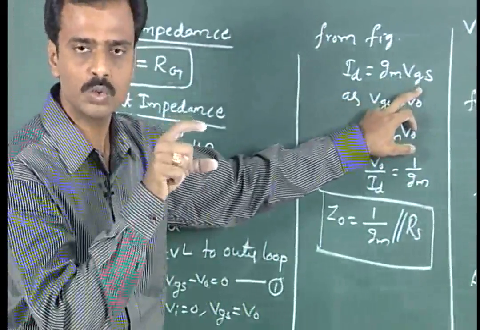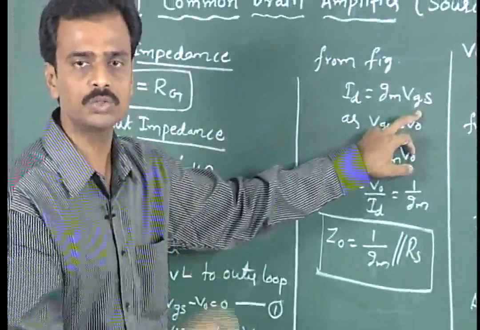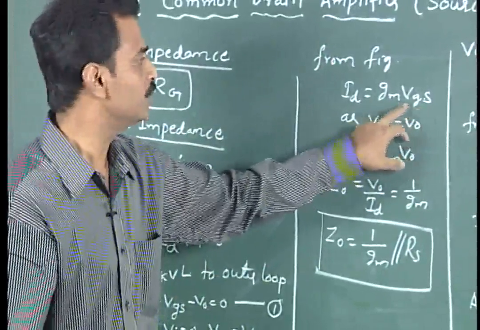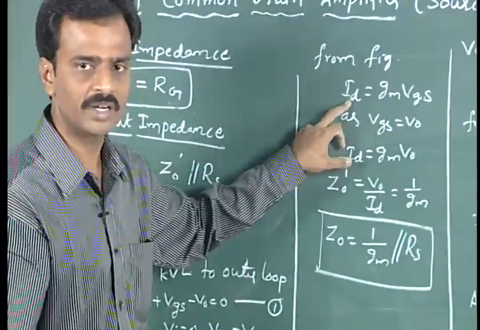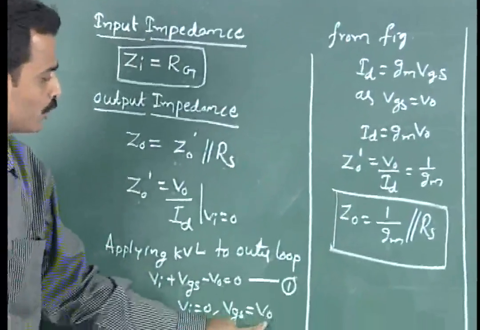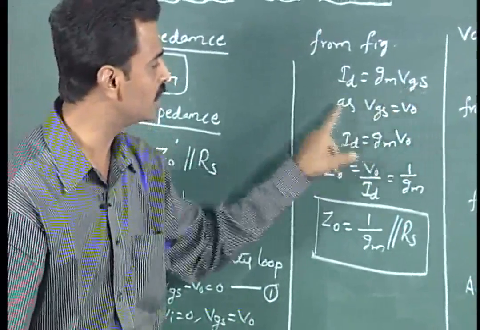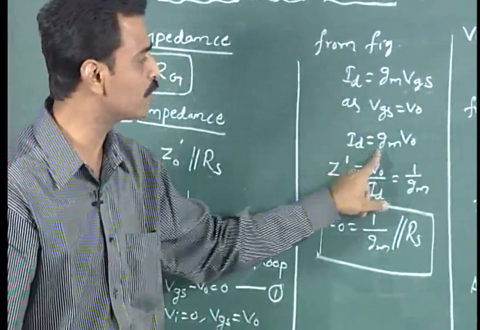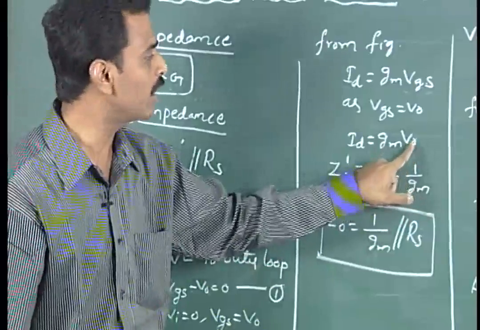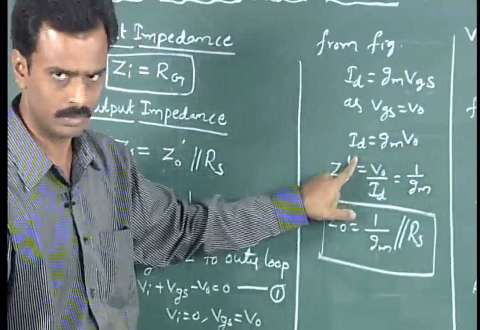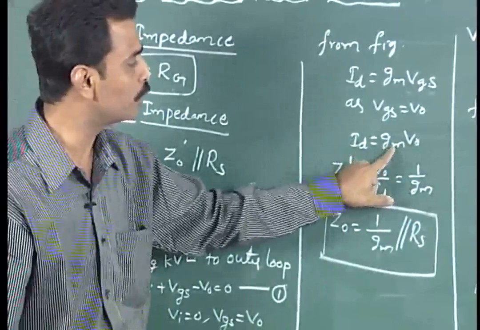Whatever current source we get from the output of the circuit, that is gm Vgs, which is nothing but the drain current. As we have Vgs equal to V0, just replacing the value of Vgs with V0, the drain current reduces to ID equal to gm V0. Bringing back this V0 to ID, then ID by V0 will be equal to gm.